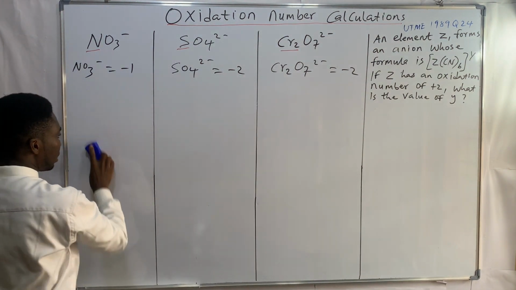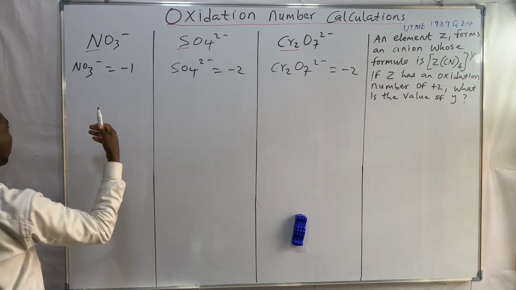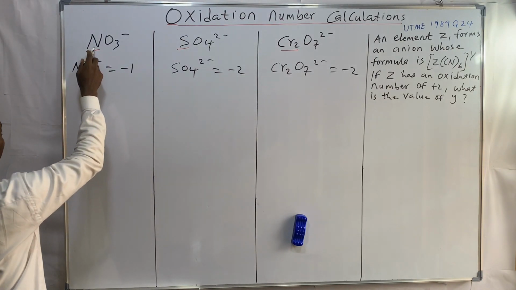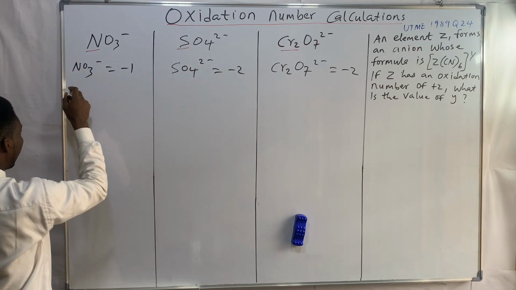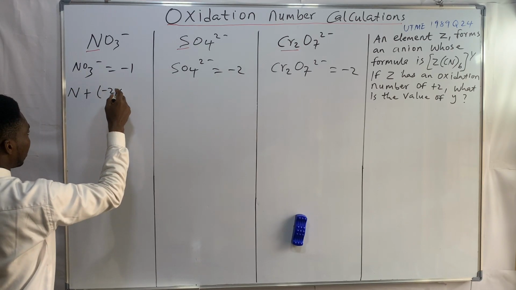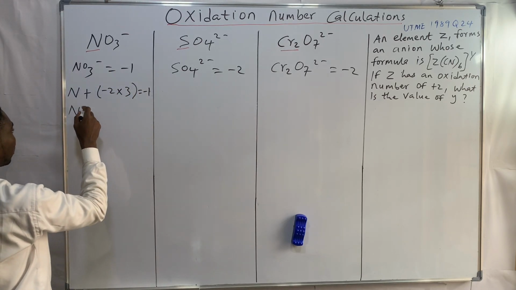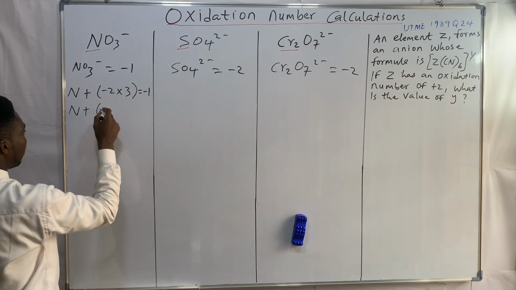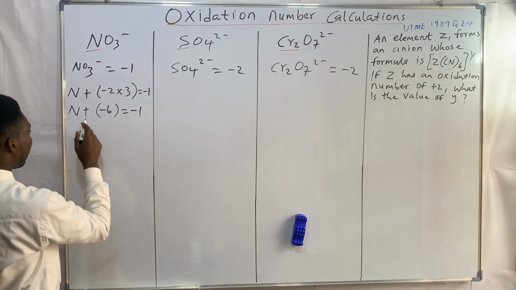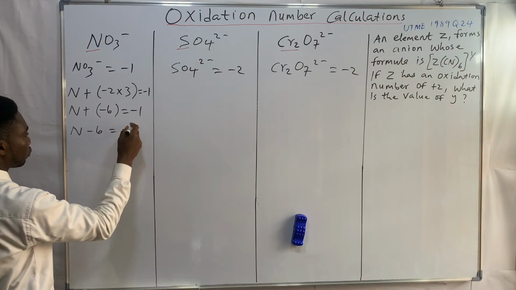Now what else do we need to do? We already know we are going to sum up the oxidation numbers. Nitrogen is what we're looking for, the oxidation state of nitrogen in the nitrate ion. So we say N plus oxygen, which is minus 2, times 3 equals minus 1. Minus 2 times 3 is minus 6, so N minus 6 equals minus 1.